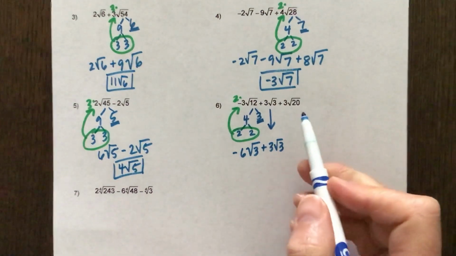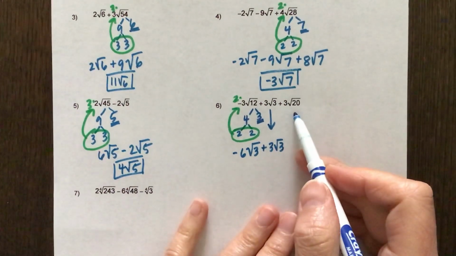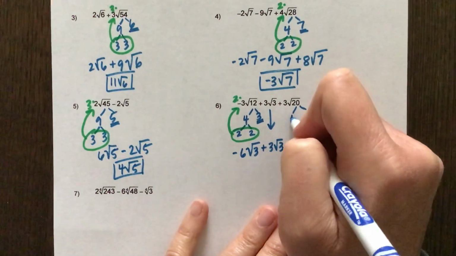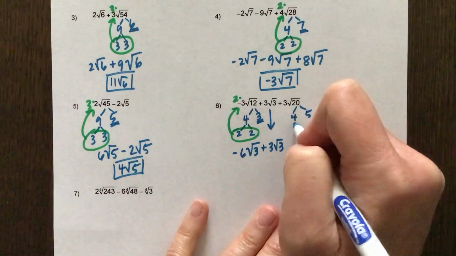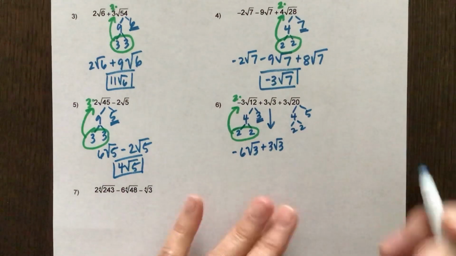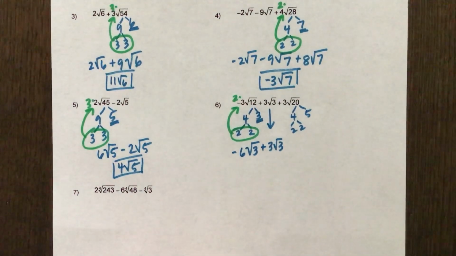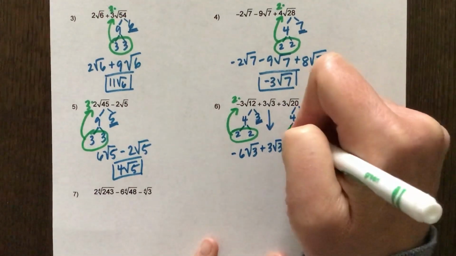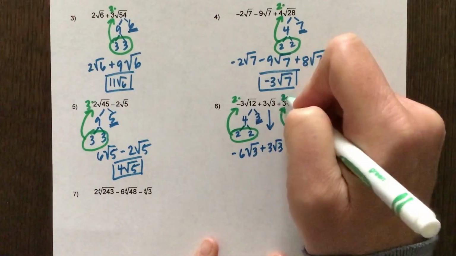Now my 20, let's see, 20 is not divisible by 3, but I can simplify that. Let's see, how about 4 and 5? And then my 4 I can break down as 2 and 2 again. So since again we need groups of 2, that 2 can come out and join in with that 3 that was already there.